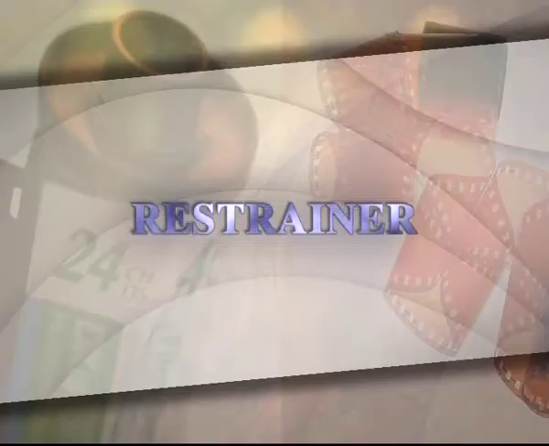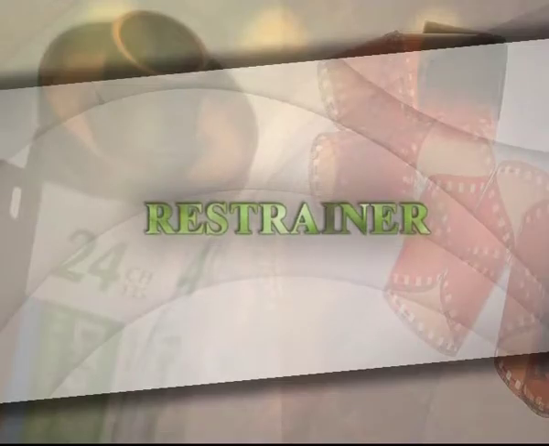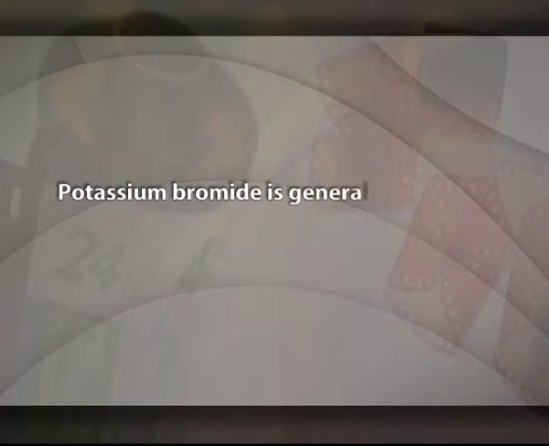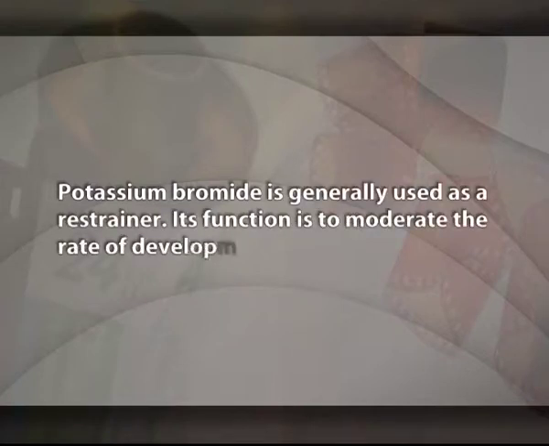Activator. The primary function of the activator, typically sodium carbonate, is to soften and swell the emulsion so that the reducers can reach the exposed grains. Restrainer. Potassium bromide is generally used as a restrainer. Its function is to moderate the rate of development.